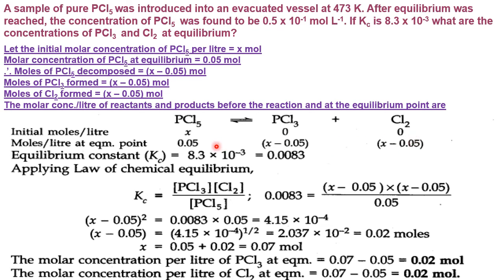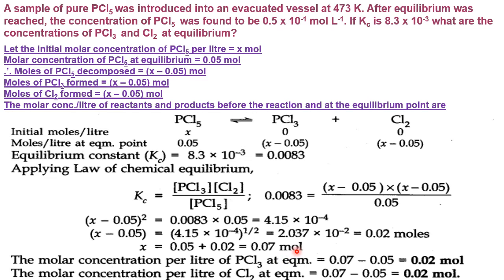Okay, right. The equilibrium constant is given already, 8.3 into 10 to the power minus 3. Now straight away we'll go for the equation Kc equal to product by reactant concentration. So I have substituted here, and using mathematical knowledge, what should I do here? This is a square, so do cross multiplication, or remove the square root of this one. When you simplify, the answer is x equal to 0.07 mole.